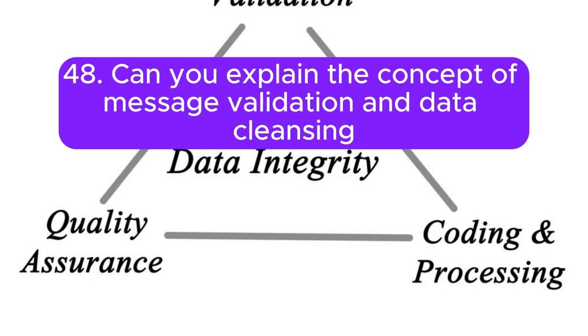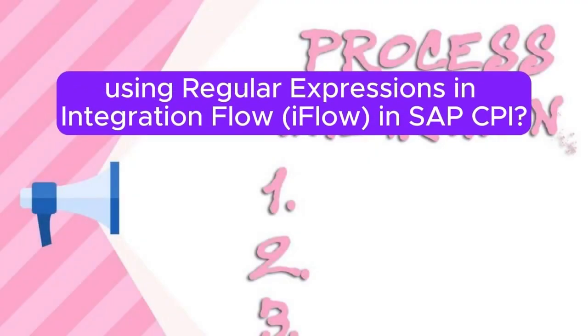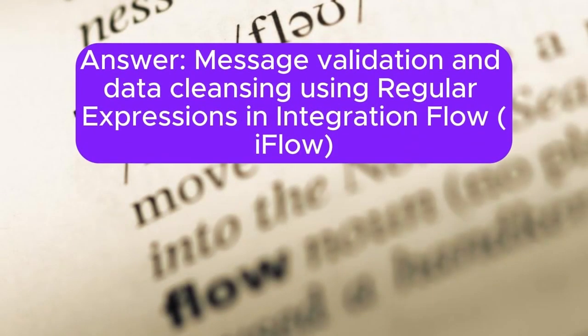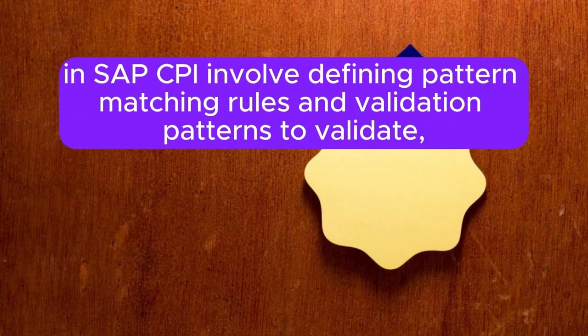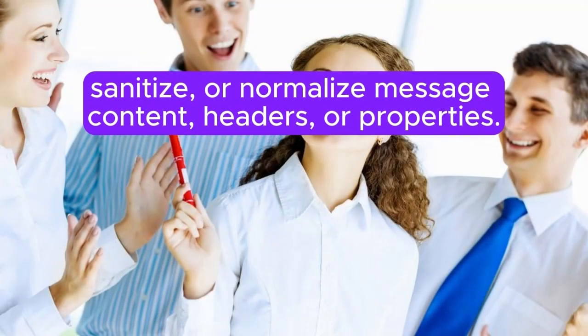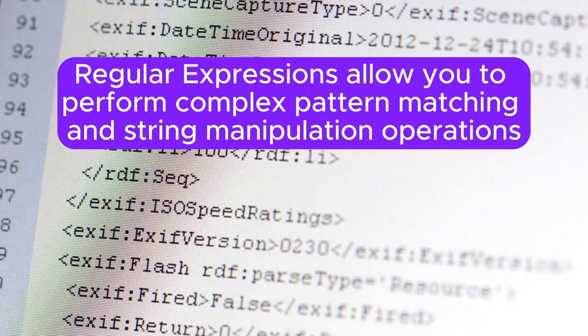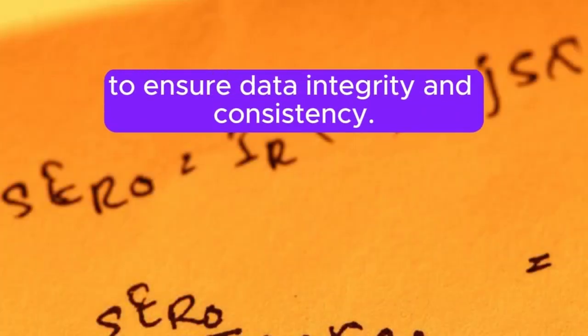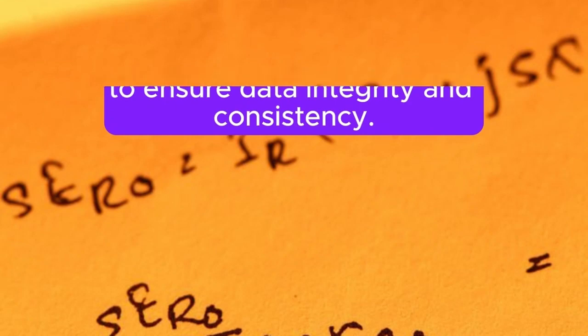48. Can you explain the concept of message validation and data cleansing using regular expressions in an integration flow (iFlow) in SAP CPI? Answer: Message validation and data cleansing using regular expressions in iFlow in SAP CPI involve defining pattern matching rules and validation patterns to validate, sanitize, or normalize message content, headers, or properties. Regular expressions allow you to perform complex pattern matching and string manipulation operations to ensure data integrity and consistency.